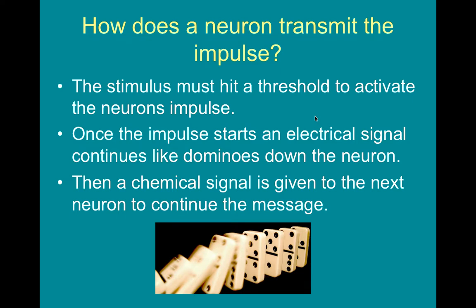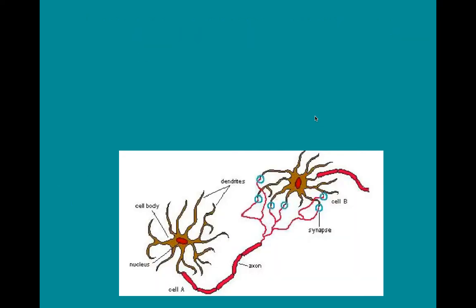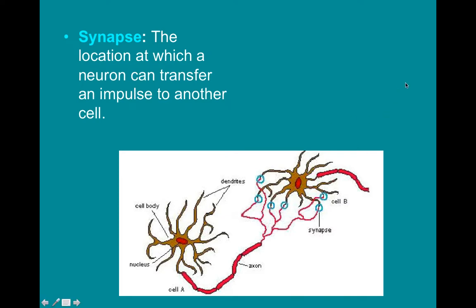But when it gets to the end, the electrical signal can't just jump across to the next neuron. A chemical signal has to be sent, and the electrical signal in the one neuron triggers that chemical signal so it can trigger the electrical signal in the next one. And let's take a look at where that happens. So this is a synapse. Those blue circles in the picture are where one neuron ends and the next neuron starts. And that location is called the synapse.